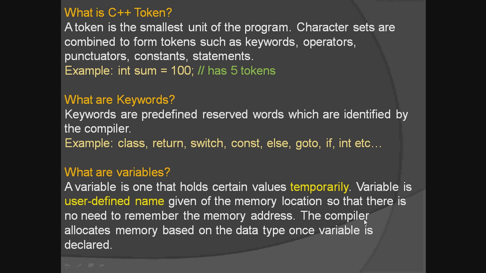So the compiler allocates memory based on the data type once the variable is declared. Only when the variable is declared, the compiler allocates memory to store the data in the memory location. Based on the data type, the size of the memory will be allocated by the compiler for that particular variable. So what is data type, which we shall see in the next page.